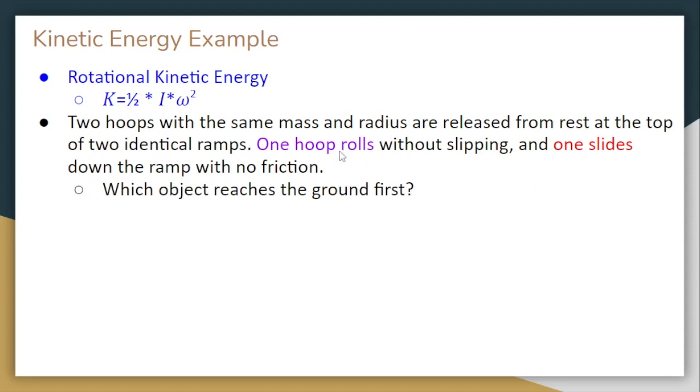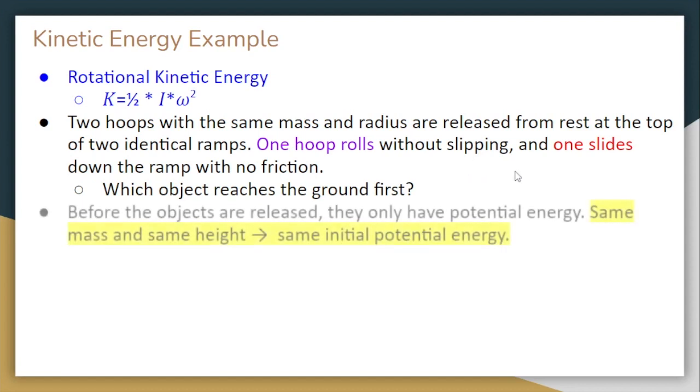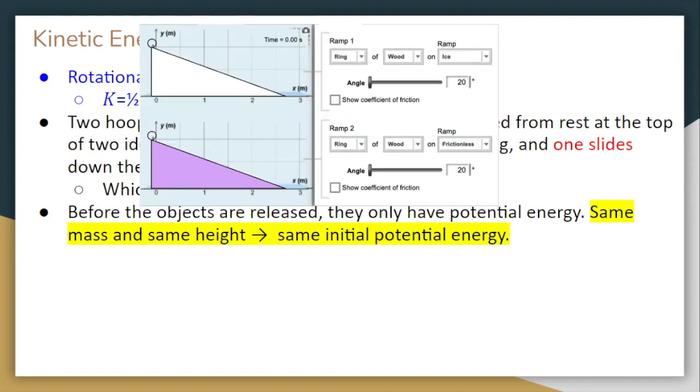So this hoop that is rolling means that it is experiencing linear velocity because it's moving in a straight line, but it's also experiencing rotational velocity because it's rolling down the hill. The one that only slides is only experiencing linear velocity. Before the objects are released, they only have potential energy because they're both at the same height and they're not moving, so they would just have potential energy.